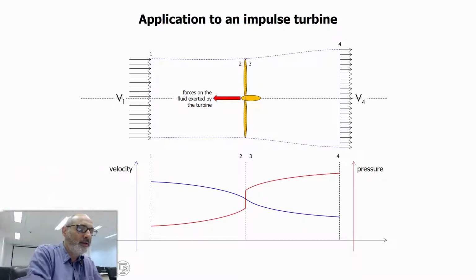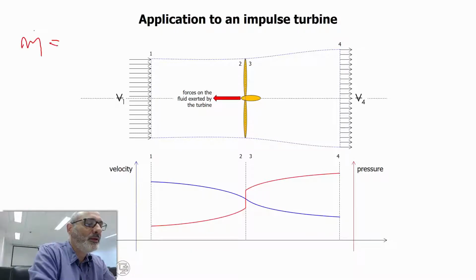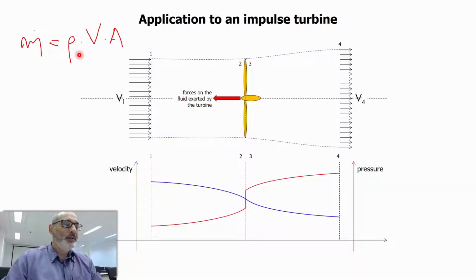Let me just write down this equation. Since mass flow rate is constant, and mass flow rate is density times velocity times area. The density is constant because pressure and temperature are not changing. The velocity decreases because of the action of the turbine blades. So if velocity decreases, the area has to increase in order for the mass flow rate to remain constant. That's why I drew the area at the exit a little bit bigger than the area at the input.